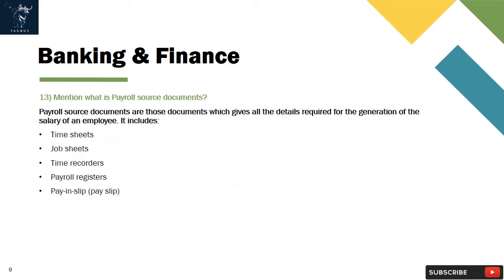13. Mention what are payroll source documents. Payroll source documents are those documents which give all the details required for the generation of the salary of an employee. It includes timesheets, job sheets, time recorders, payroll registers, pay-in slip, pay slip.